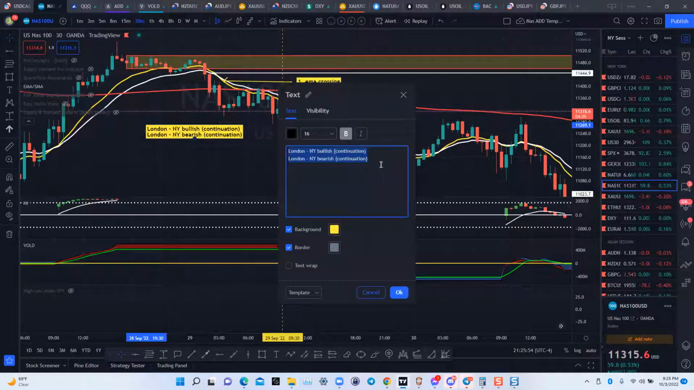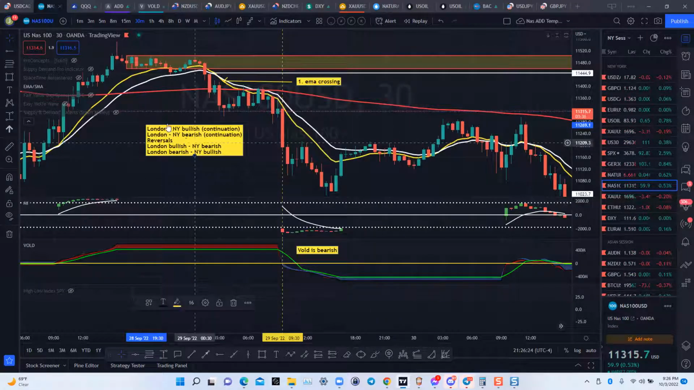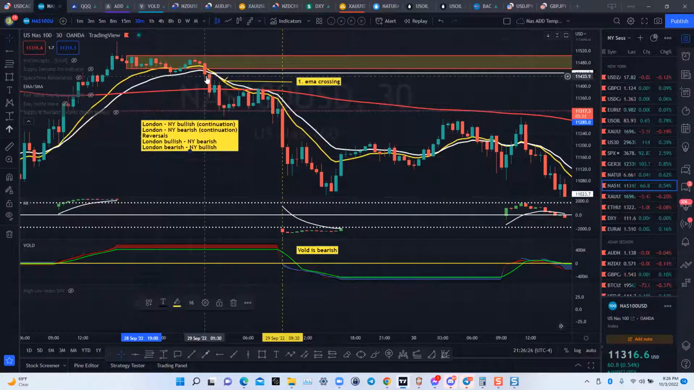The other ones would be the reversals. And again, the reversals work the same way, right? So you can have a London bullish to New York bearish. That's one. And this is the opposite, right? And then you got London bearish to New York bullish. And you can see that all the time. This example we're looking at here is London to New York trending going down.